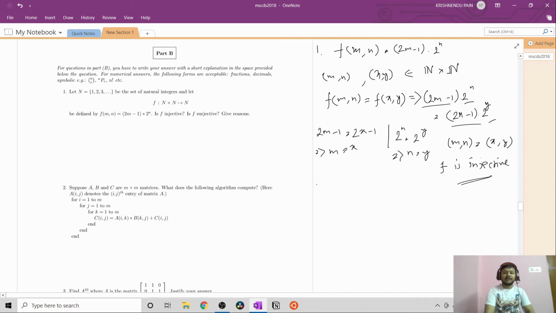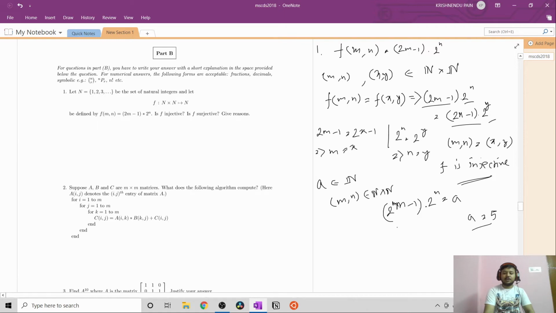Suppose we take any point a belonging to N. N is the set of natural numbers. As a belongs to N, if we can find any point (m,n) from the set N cross N such that (2m minus 1) into 2 to the power n equal to a, then we can say that f is surjective. But suppose we take any odd integer which is a natural number. Suppose we take a equal to 5. I am taking just an example. You can take any odd integer.